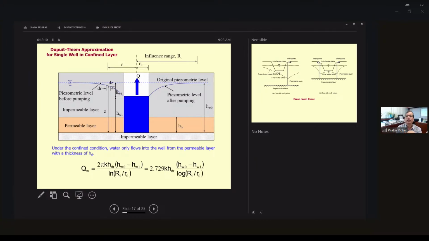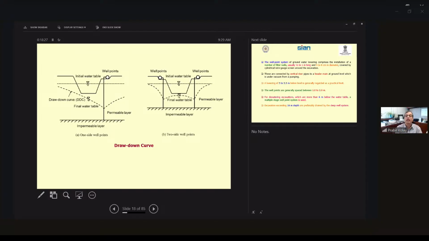So this is a standard equation you can calculate. Basically, you need to know the diameter of the well, the distance from the well, and the influence radius, the influence zone, beyond which there is no water table reduction. So you need to know all this, and then you can easily calculate.